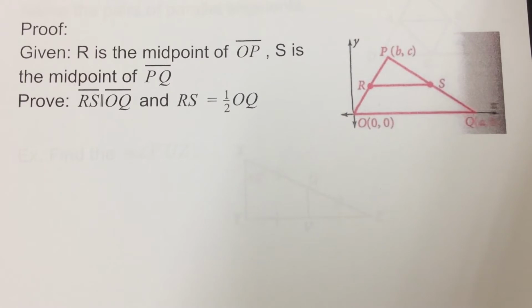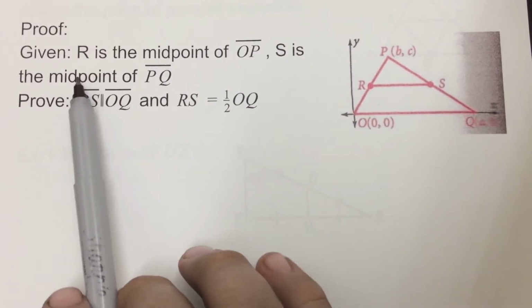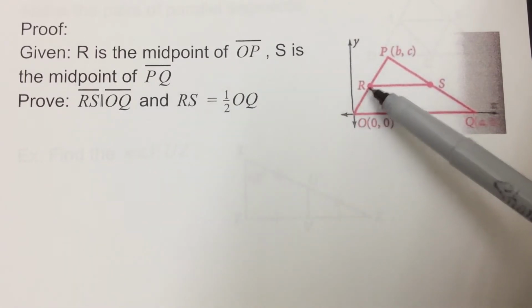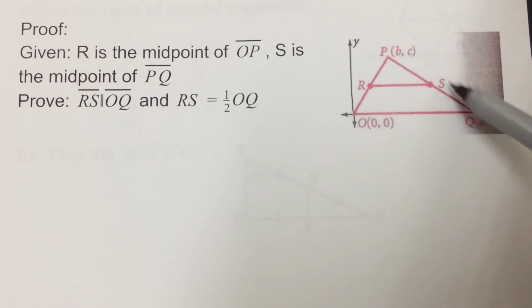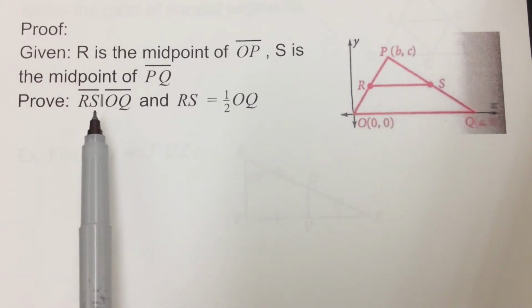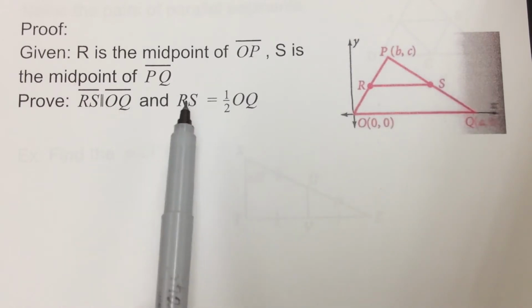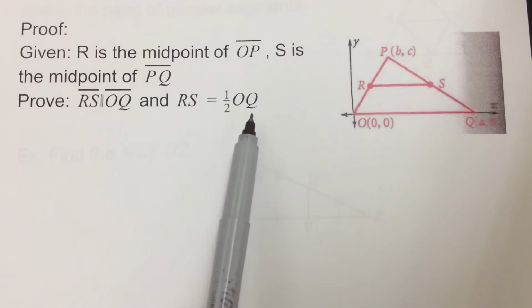So first thing we got to do is we're given that R is the midpoint of OP. So we know R, midpoint of O and P. And that S is going to be the midpoint of PQ. So PQ, S is the midpoint there. And we're going to prove that RS and OQ are parallel. And we also know that RS is going to be half of OQ.